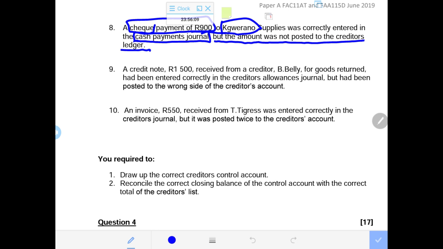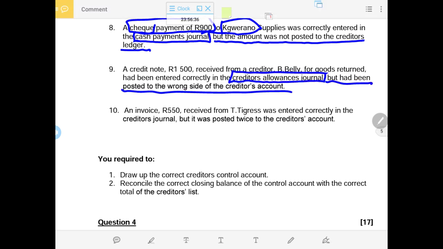Bailey for goods returned has been entered correctly in the creditor's allowance journal. It was recorded correctly where? In the creditor's allowance journal. Now let us go there. But they say it has not been posted on the wrong side of the creditor's account. So if the creditor's allowance journal is correct, that means the creditor's control column is correct.